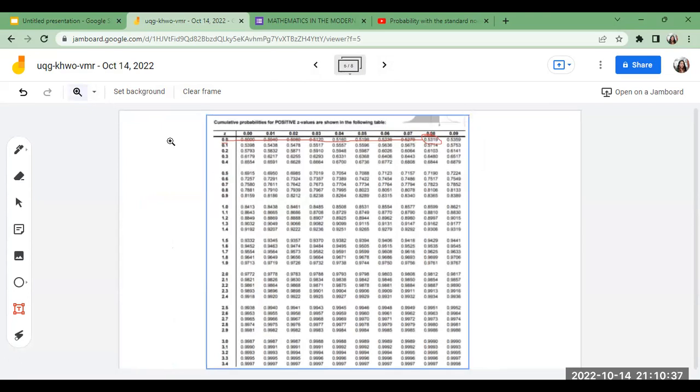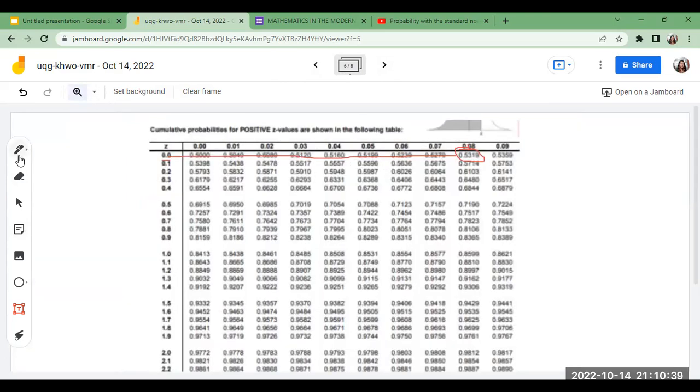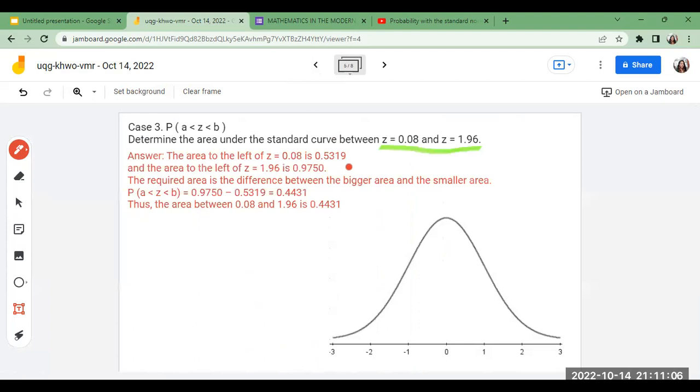So 1.9, the first decimal place is 0.9. So 1.9, here it is. And then up top, 0.6. Here is 0.6. Okay, so 1.9 and then 0.6. So we have 0.9750. So the area to the left of Z equal to 1.96 is 0.9750.